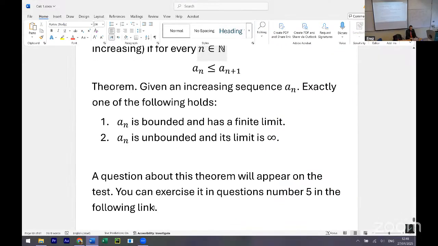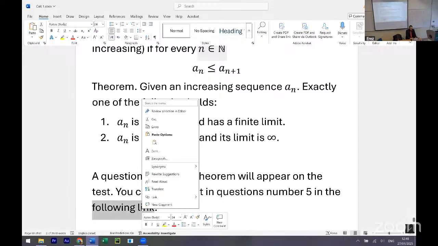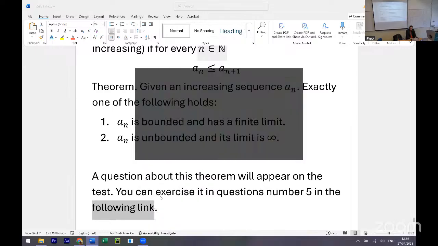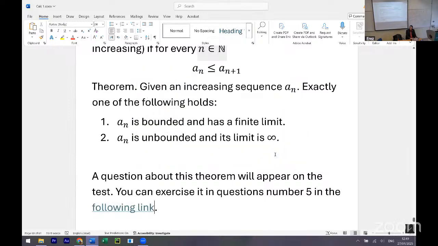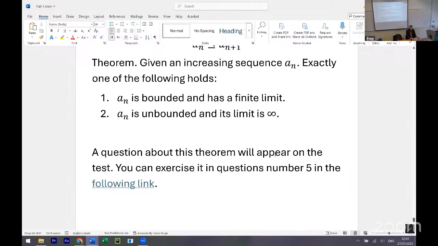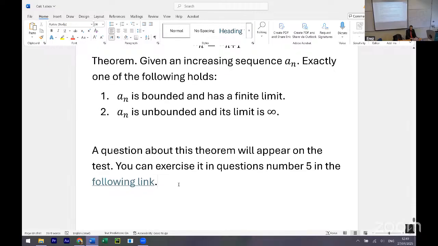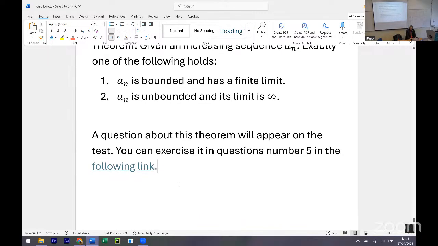So, you will use this. And I promise you, that such a question in the following genre will be on the test. Okay? It's like 22 points.